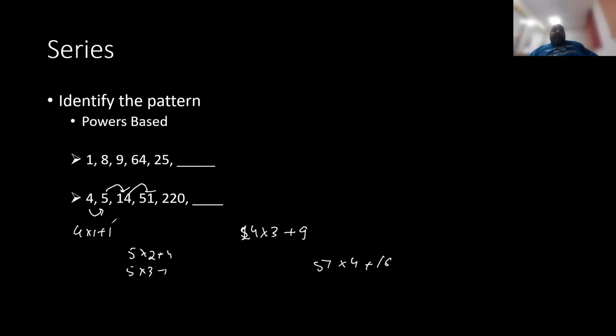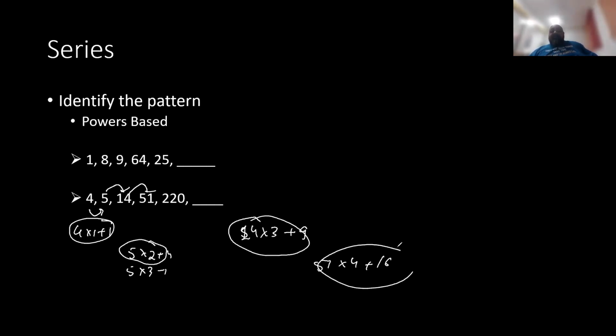So basically it is 4 into 1 plus 1. So from 4 to 5, 5 into 2 plus the square 4, 14. 14 into 3 plus 9. 51 into 4 plus 16. And therefore the next number here will be 220 into 5 plus the square of 25. This, I will say, is a moderate to difficult question from the ones that we've done so far.